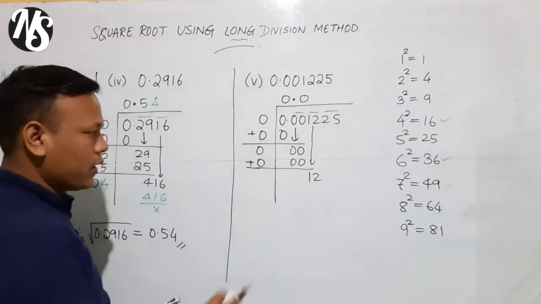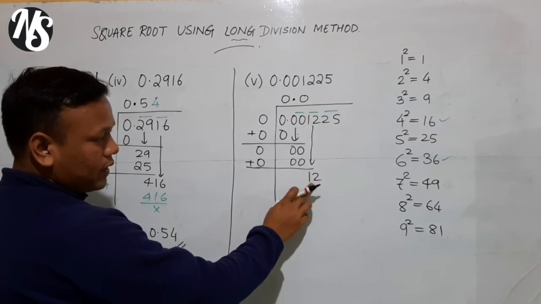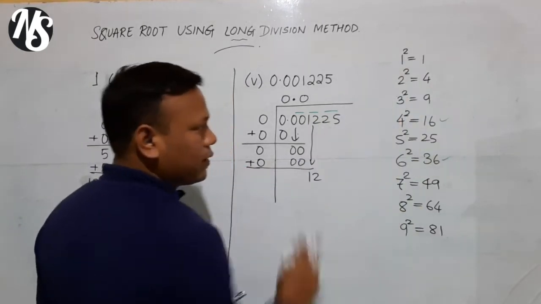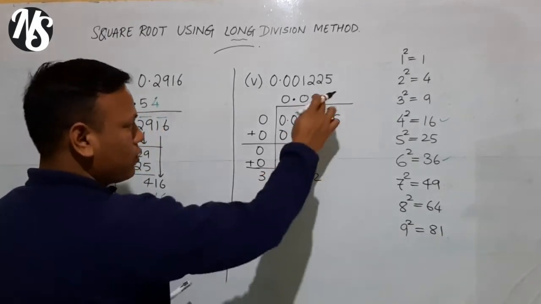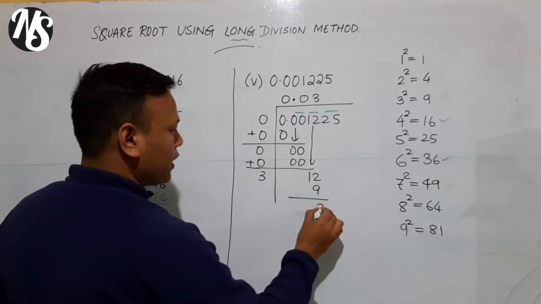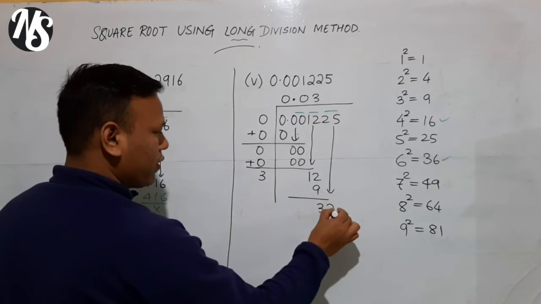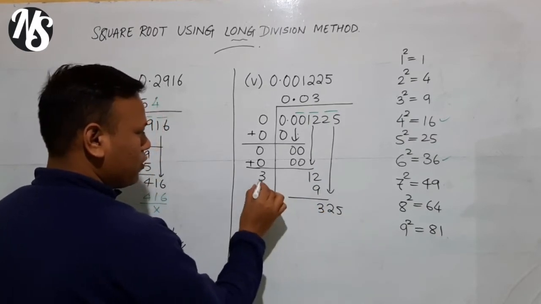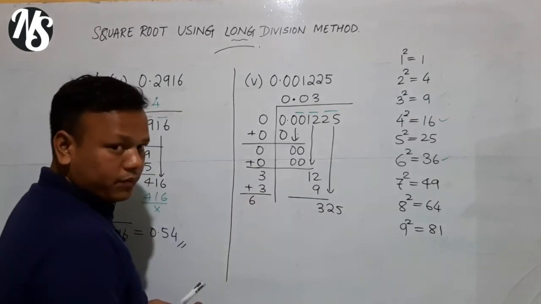Now search for a number whose square is less than 12, which is 9. So that means you need to write 3 here and you need to write 3 here. So 3 3s are 9. So subtract, how much do you get? You get exactly 3, isn't it? So what comes down now? 25 comes down. So you have written 3, so we'll add 3 here. So 3 plus 3 is 6.